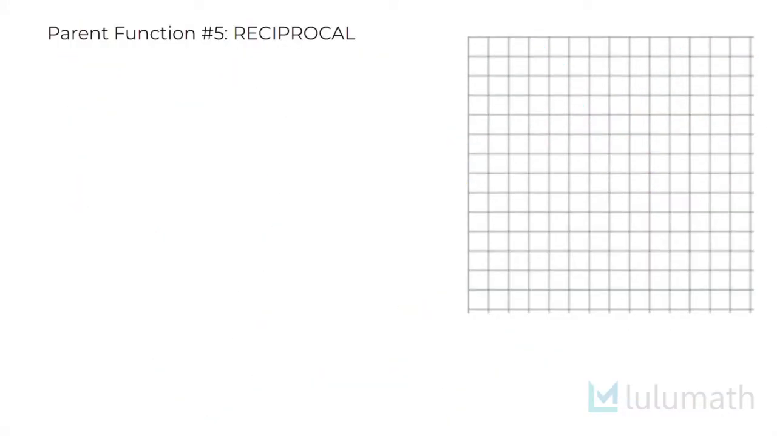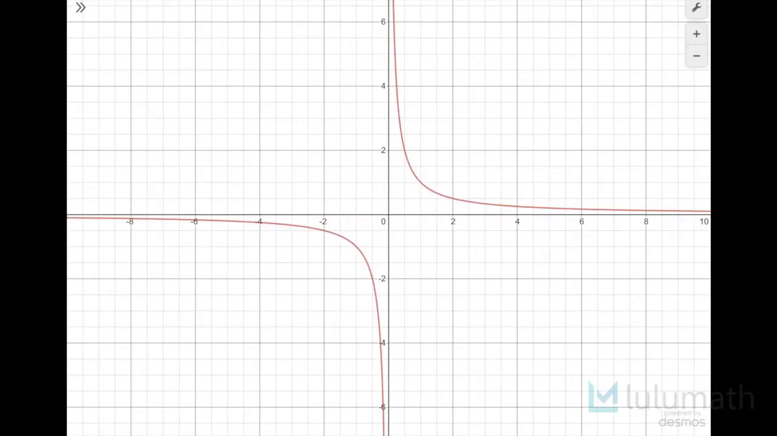Okay, the next parent graph that we're going to look at is the reciprocal function, and this one is a tricky one, so pay really close attention. The parent function is f of x is equal to 1 over x. Let's take a look at what this will look like using Desmos. So this is what our graph looks like using Desmos. This is called a hyperbola.